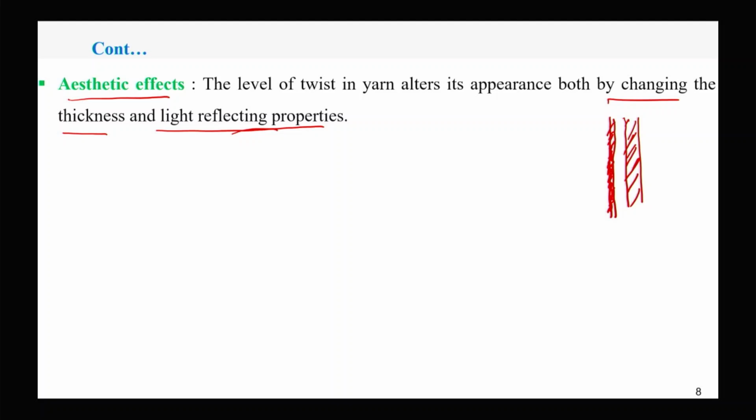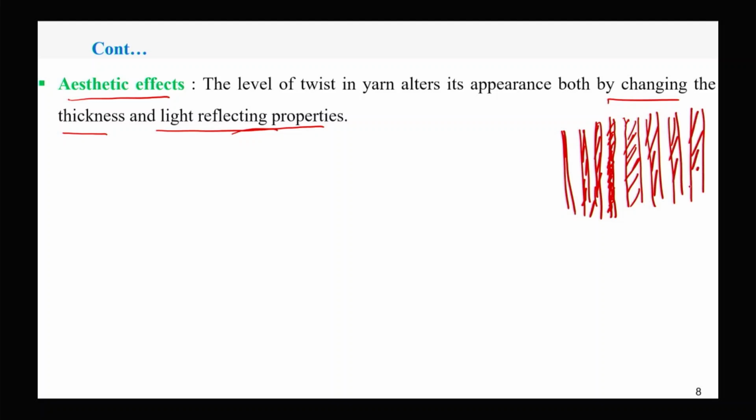Say 10 yarns we are using of high twisted, and a set of 10 yarns are low twisted. We'll see a band stripe of thick and thin places, and also due to the level of twist difference, the light reflection will be different. Light will get reflected differently, and we will get aesthetic appeal.